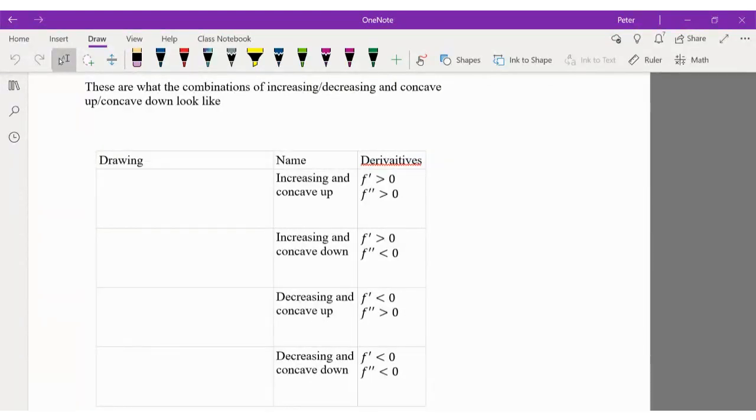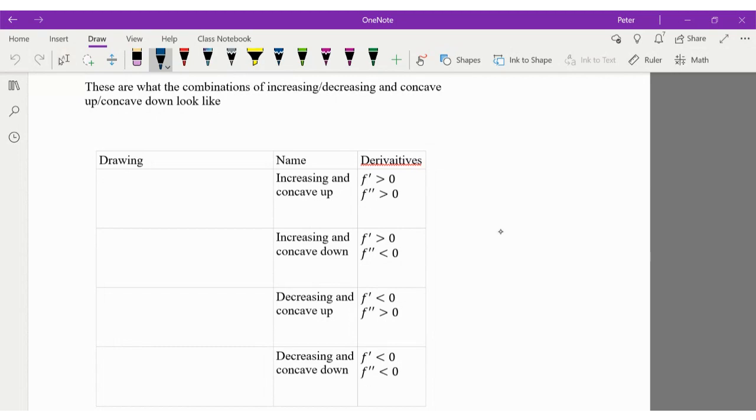As we've seen, the notion of something being increasing and concave up, these are totally independent of each other. So really you have to think of the shapes of the curves as being combinations of monotonicity and concavity, where monotonicity refers to whether the function is increasing or decreasing, and concavity refers to whether it's concave up or concave down. So there are really four combinations, and they look like this.